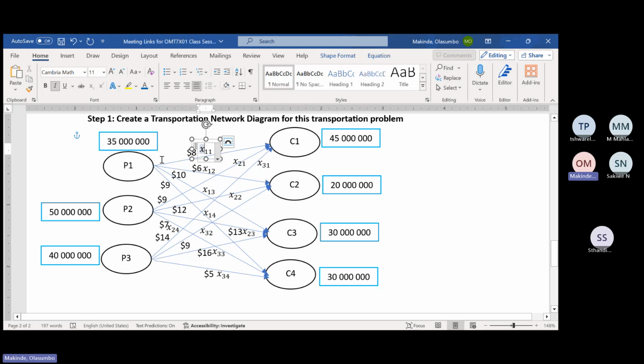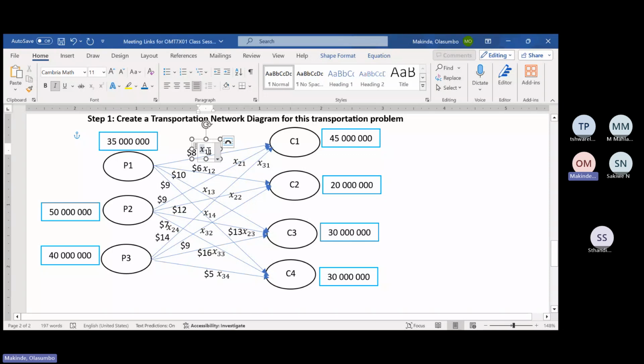And if you look at it, what we want to supply from plant 1 to city 1, we have represented it as X11, which you don't know how many. But we want to write the mathematical expression based on those unknowns. Translating that English to mathematics, it means that X11 plus X12, because that is what you are supplying from plant 1 to city 2, plus X13 plus X14 should not exceed 35 million.